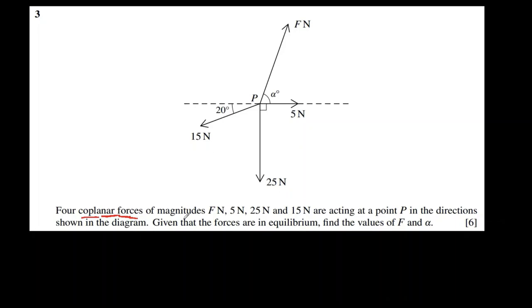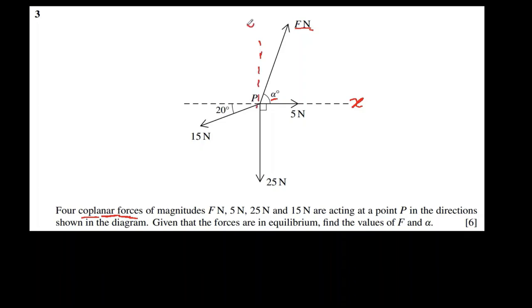Given that the forces are in equilibrium, that means this point is not moving anywhere, so all the forces are balanced. Find the value of F and alpha. Whenever you have two unknowns at the same place, try to find a sine equation and a cos equation involving the two. To get that, first we should see which of the forces are in the x direction and y direction. So this is the positive x direction, and this one is the y direction.